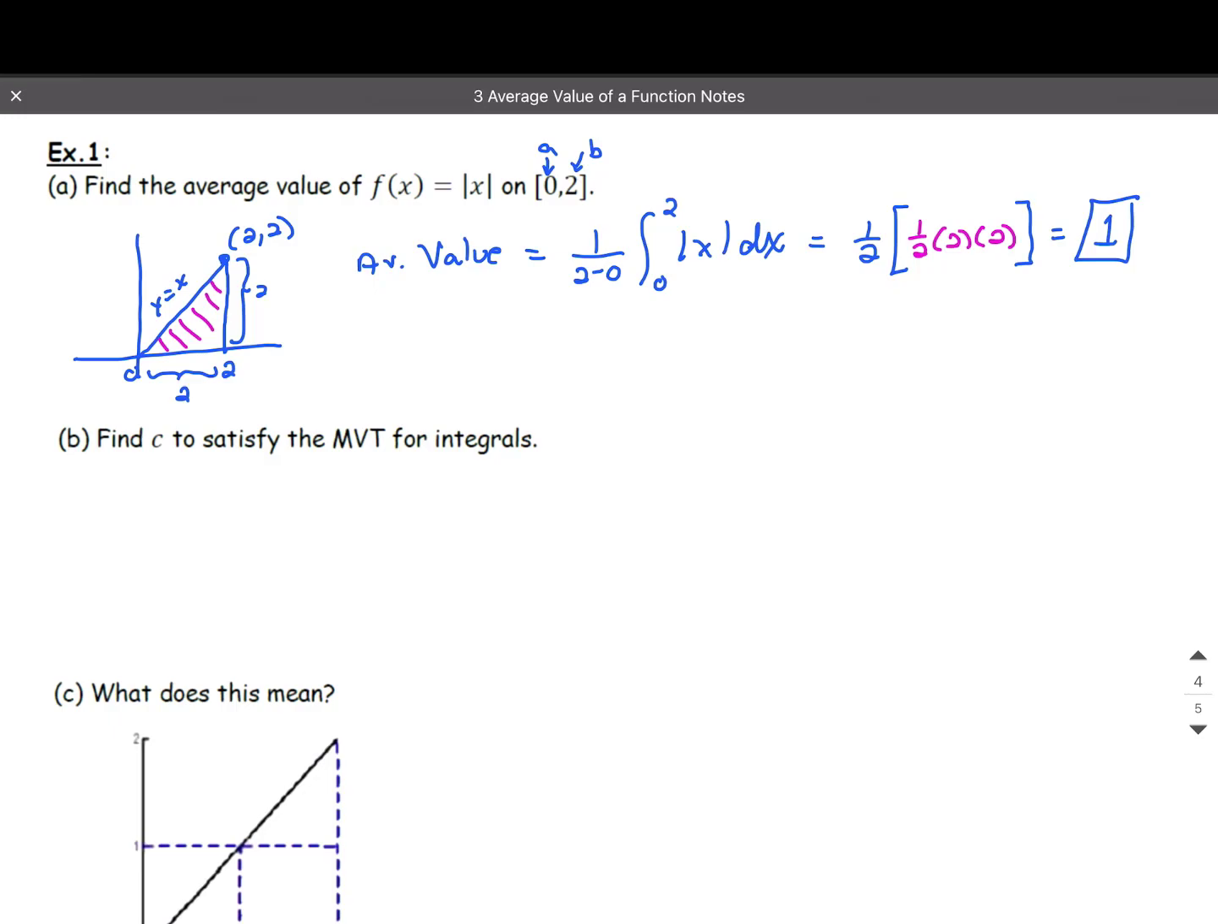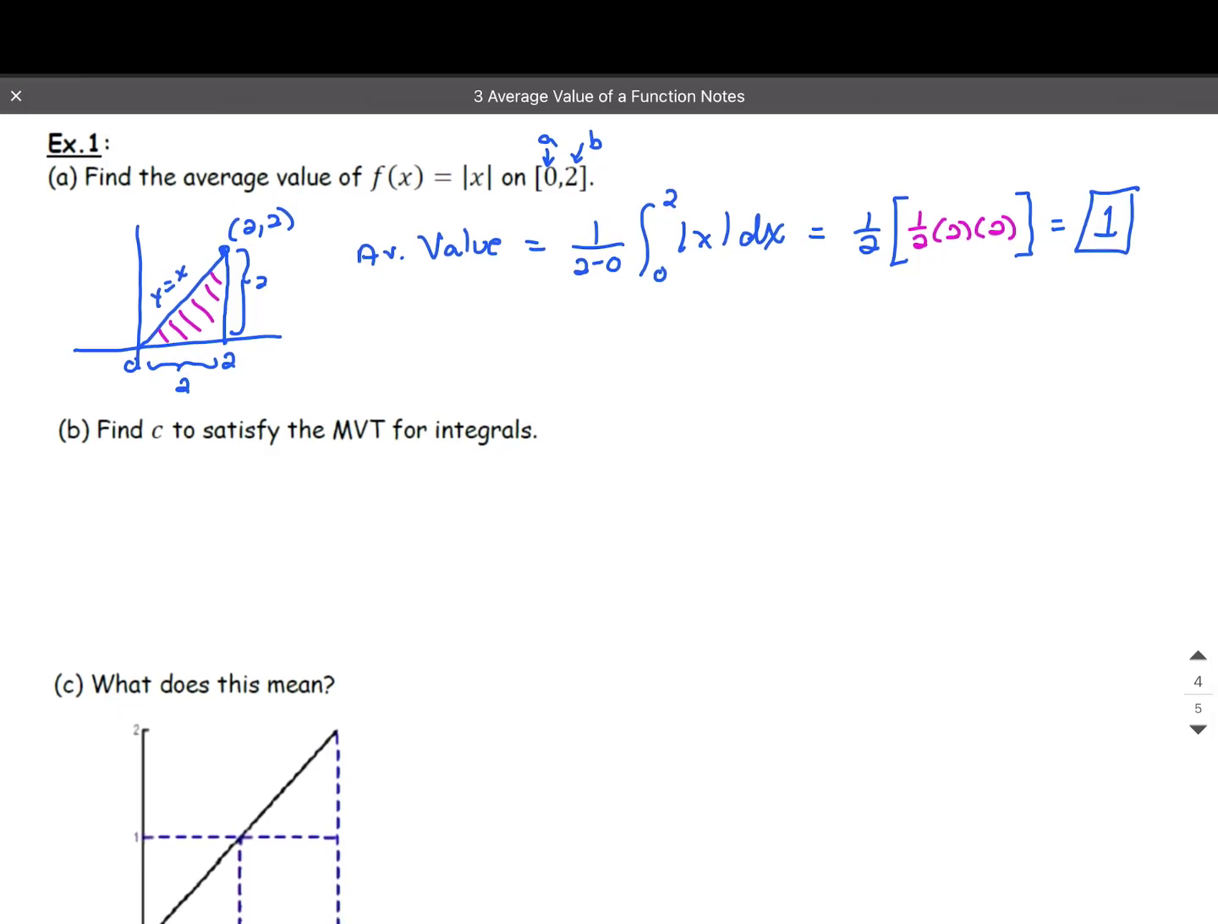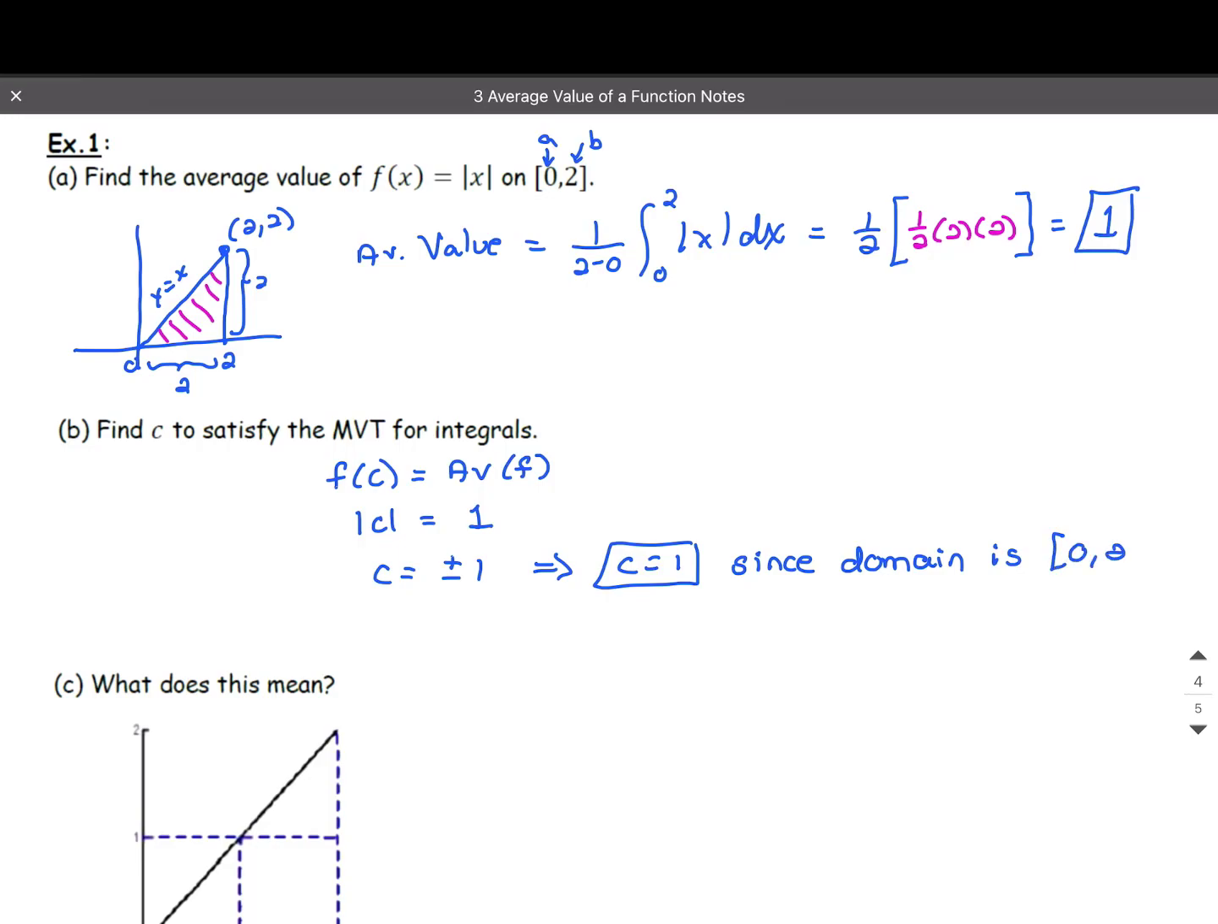Okay, now we're going to find the c to satisfy the mean value theorem. So what we're looking for is the c whose function value is the same as the average value of f. In other words, the absolute value of c equals the average value of 1. Well, what has an absolute value of 1? That could be plus or minus 1. However, based on our interval, c would have to be 1 since the domain is only from 0 to 2.